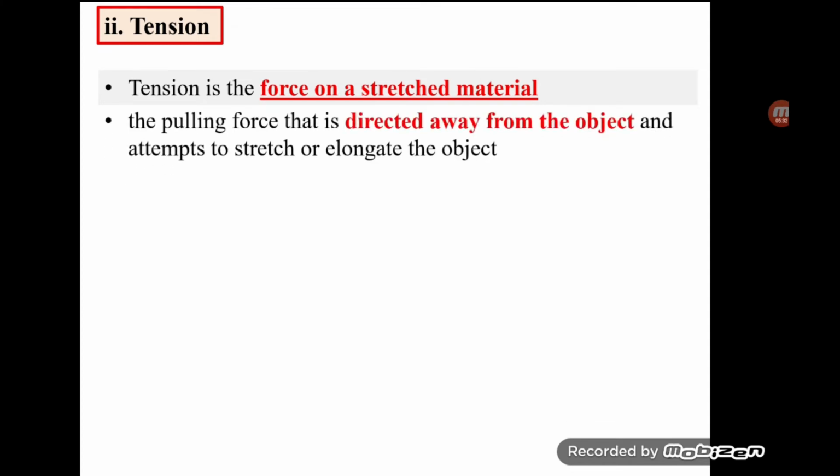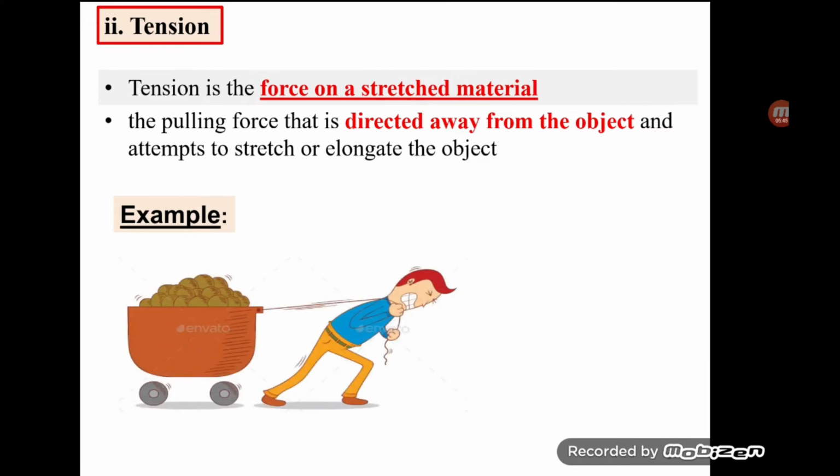Second, tension. The definition for tension is the force on a stretched material, the pulling force that is directed away from the object and attempts to stretch or elongate the object. Example, the man pulled the trolley with a rope. So the rope will experience tension.